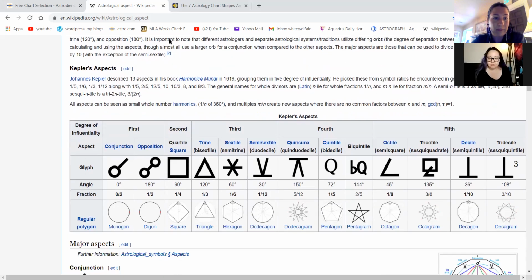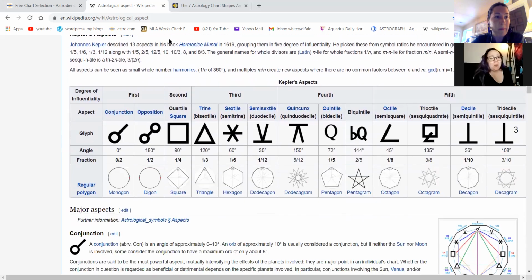I think I got a lot of red. All right, that's good. Honestly, the more squares, the more challenges you have, the faster you evolve. So squares, I like squares. Okay.